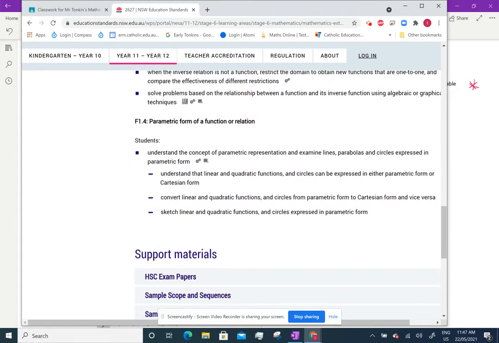And what are they asking us to do? So here we go. Students understand the concept of parametric representation. Good. And we're going to examine lines, parabolas, and circles. We have to be able to understand that linear and quadratic functions and circles can be expressed in parametric or Cartesian form. That's going to be pretty easy. And we need to be able to convert between parametric form and Cartesian form for all 3 of those. And finally, we need to be able to sketch these. Well, if we can represent a parametric function in Cartesian form, you should be well able to sketch the functions. So that's going to be actually pretty easy. So that's all we have to do.